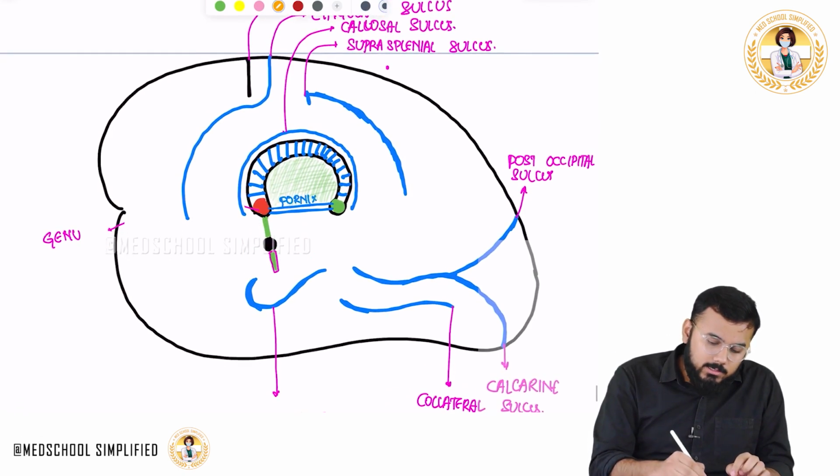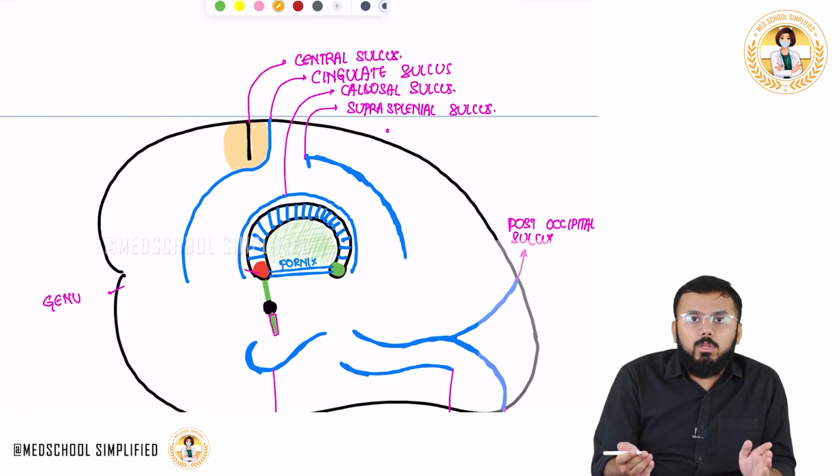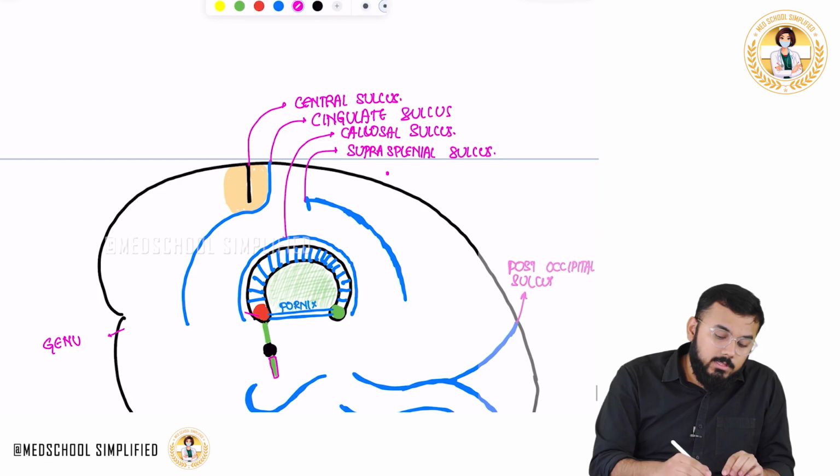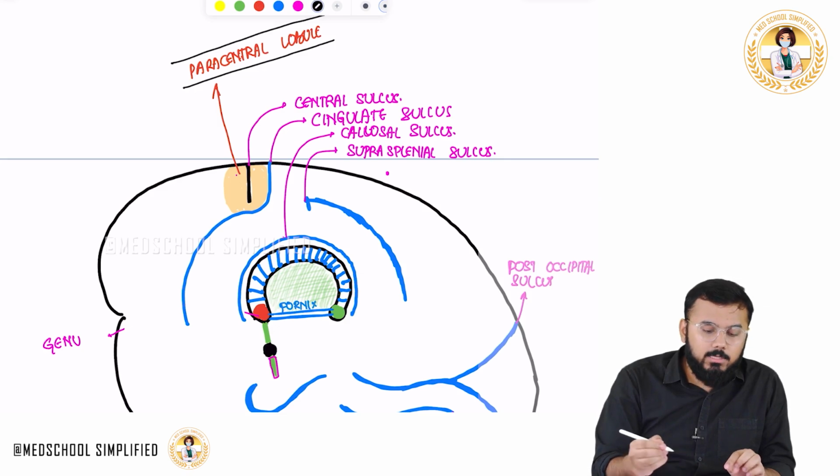Attached to the central sulcus, you see a U-shaped sulcus over here. This U-shaped sulcus is present, completely enveloping or surrounding your central sulcus. Anything surrounding the central is called paracentral. That is why this lobule you call the paracentral lobule.